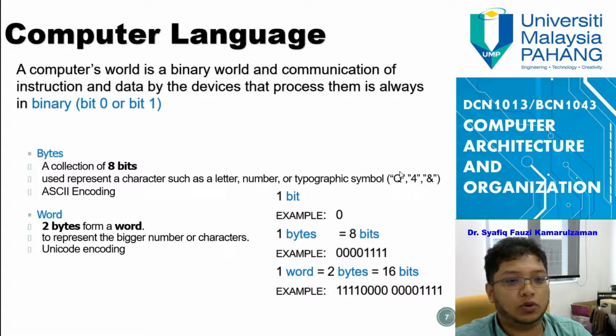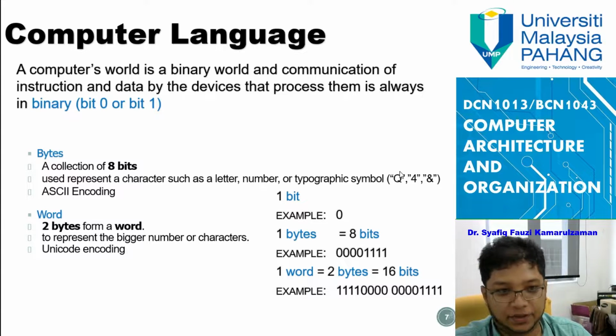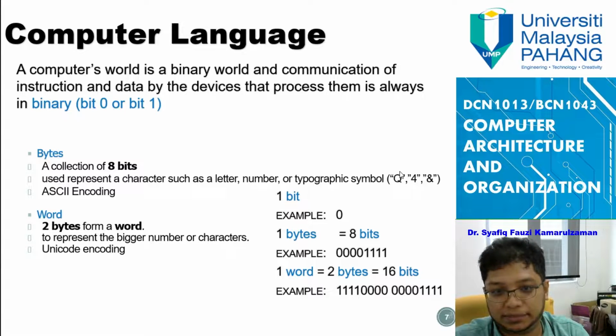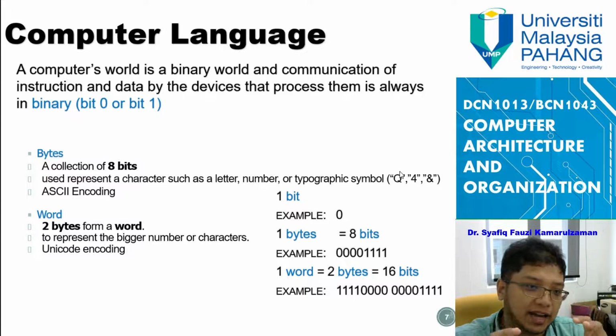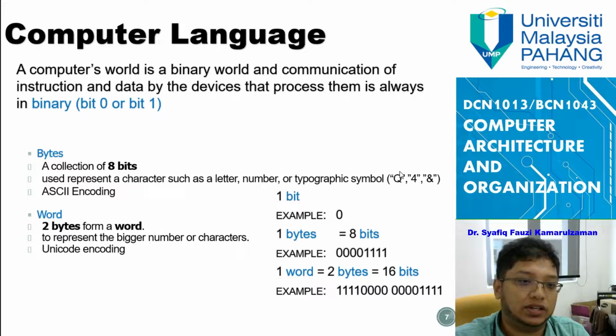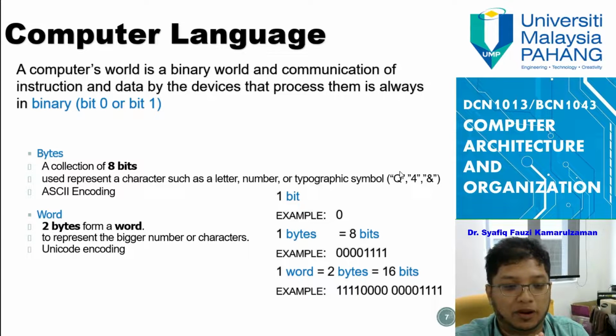So here we have what we call bytes. A byte is a collection of 0s and 1s, in 8 bits. This is used to represent characters such as alphabets, letters, numbers and symbols. We characterize those bits as symbols that we can understand. This is what we call ASCII encoding. So 8 bits count as 1 byte.